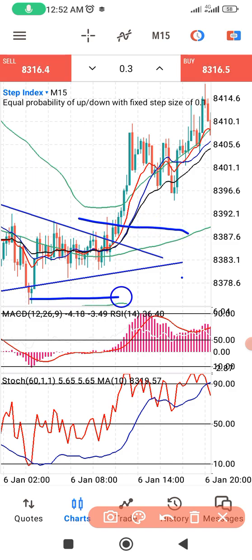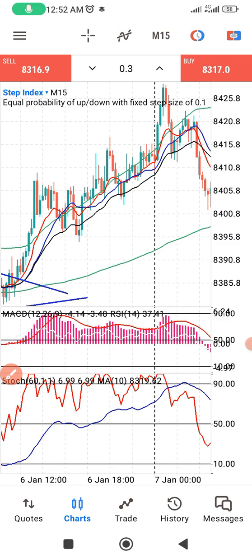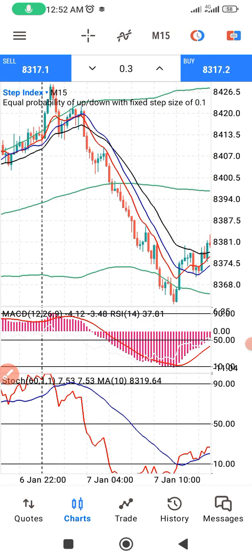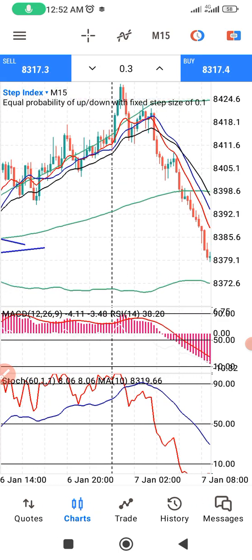You put your stop loss at the previous low. Here is your entry, and of course your TP will be up somewhere, and you see that massive move.